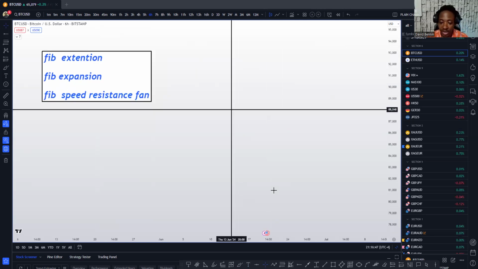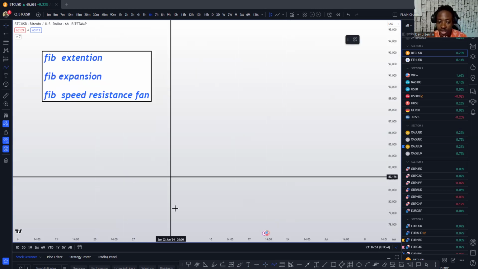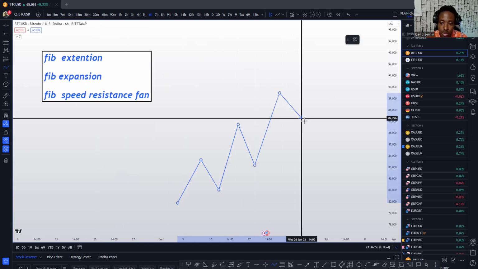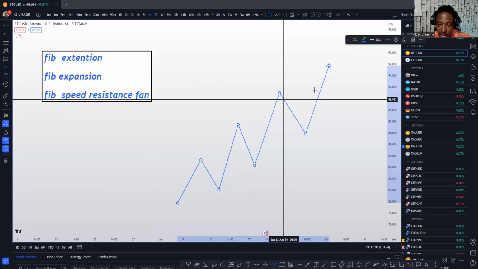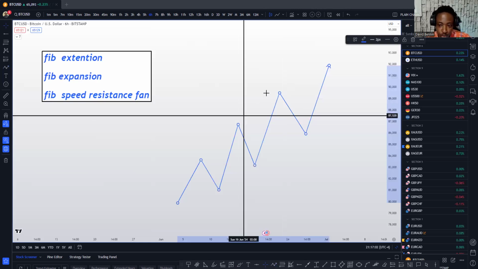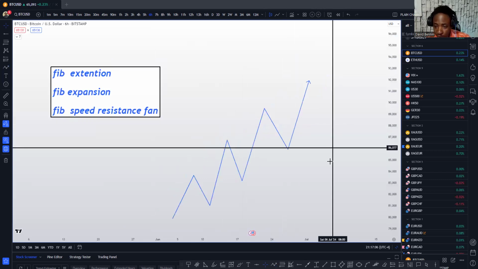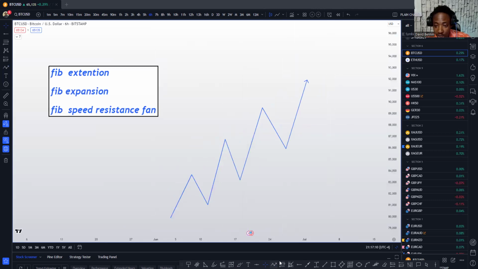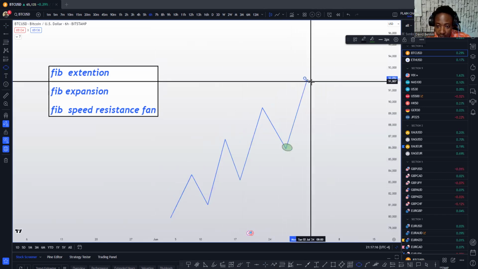So with the Fib extension, this is how I typically use it. First of all, you want to understand the structure of the market. So let's say this is the structure of the market and the market is here, and I want to know where the market is most likely going to go first from here. So the market is here. We have our low and our high.